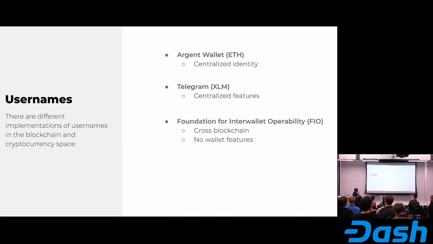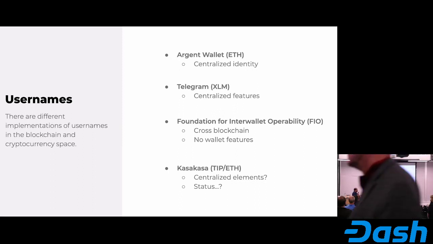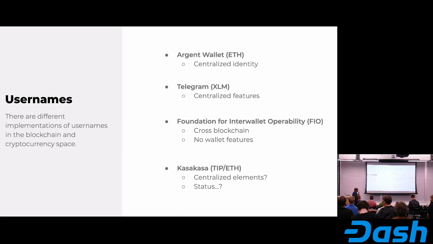This is an interesting one, Foundation for Inter-Wallet Operability. That's cross-blockchain, but it doesn't have any wallet features. So again, it's a little different from what we're doing with DashPay. And then there are, I'm sure, many smaller projects out there, and it's not completely clear how much is centralized or not, what the status of it is, or the robustness of the network. That's important, obviously, especially if it has any centralized aspect. If it's not a stable solution, it's just going to go away.